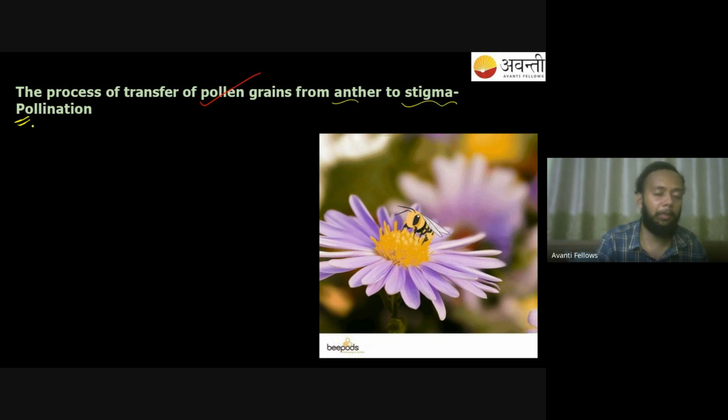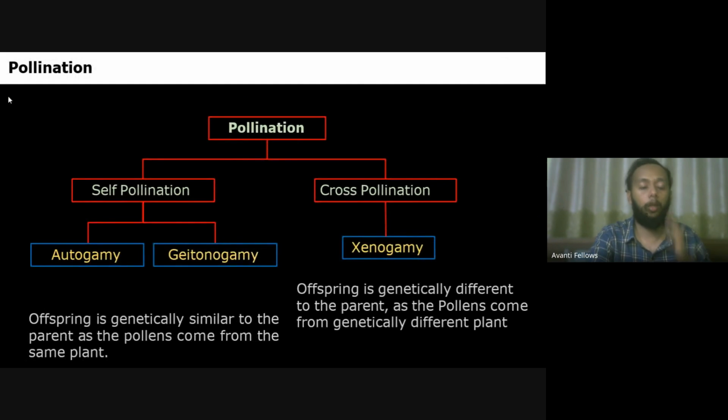Now that can happen with the help of wind. That can happen with the help of insects. Sometimes you can find some animals involved here too. Birds and mammals can be involved. That is something we'll get to see. Now let's try to understand pollination in slightly more detail. When you discuss pollination, there are two categories: self-pollination and cross-pollination.